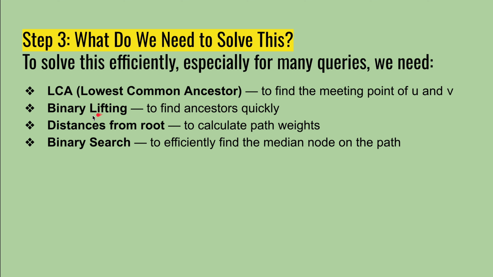Then we have binary lifting, meaning we have to find the ancestor very quickly. Then we have distance from the root, meaning if we want to find the path weight, we have to use the distances from the root. Then we'll use binary search. You know what the use of binary search is? If you want to find the median node on the path, we can use a searching technique called binary search, because binary search divides the problem into half, and then the subproblem also gets divided until the search is completed.